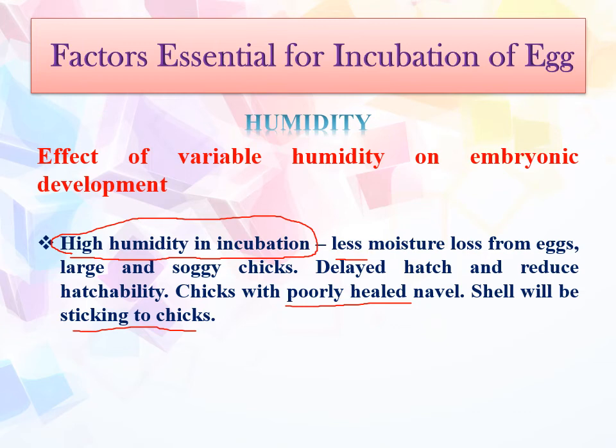We have just learned that during the incubation, humidity must be around 60% and in the hatcher it should be around 70%. But by some fault, if the humidity reaches 80 to 90%, then what will happen? There will be very little water loss, so the chicks born will be very large and will have poor production, and the overall hatchability also reduces, and the chicks born generally have a very poorly healed navel. It means their navel part is not properly healed, so this type of chick will be dead.